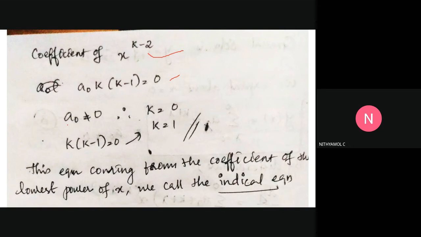And we already have a condition that a0, the first coefficient, is not equal to 0. Then from this equation, we can obtain that the roots are k is equal to 0 and k is equal to 1. This equation, k into k minus 1 is equal to 0, is the indicial equation, because it comes from the coefficient of the lowest power of x.